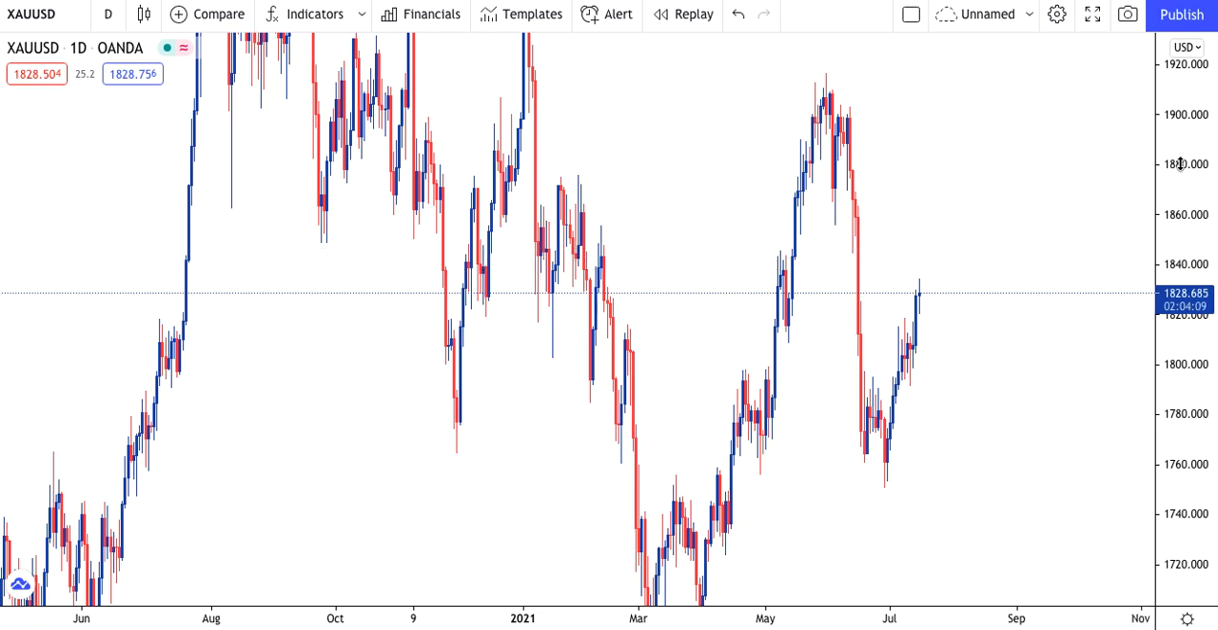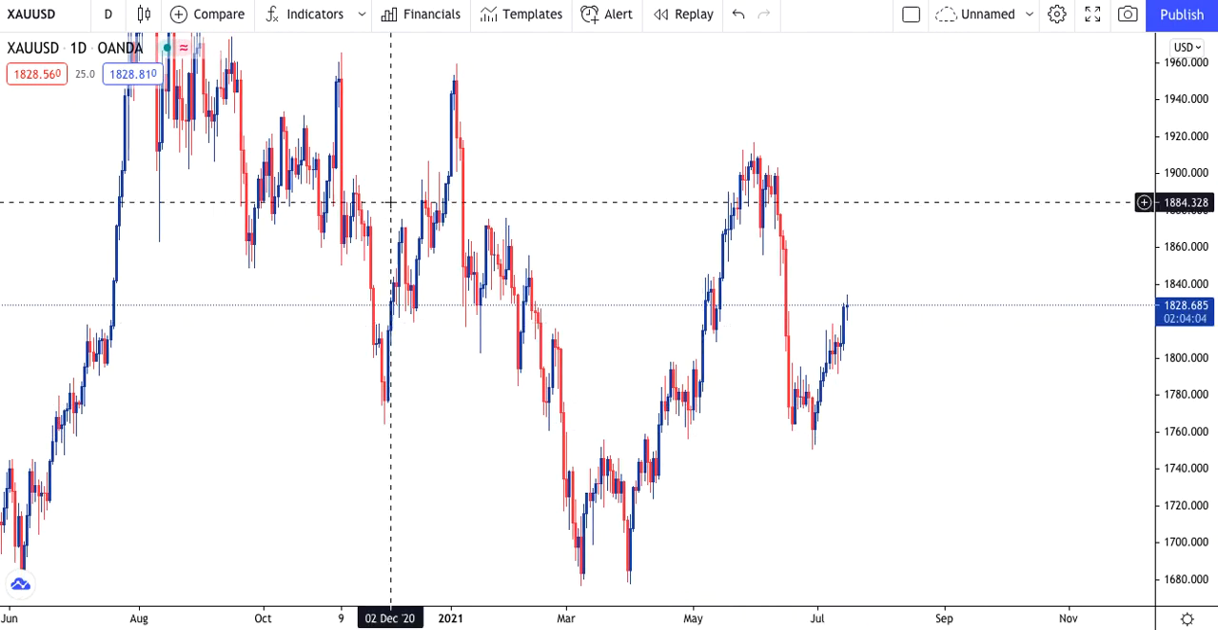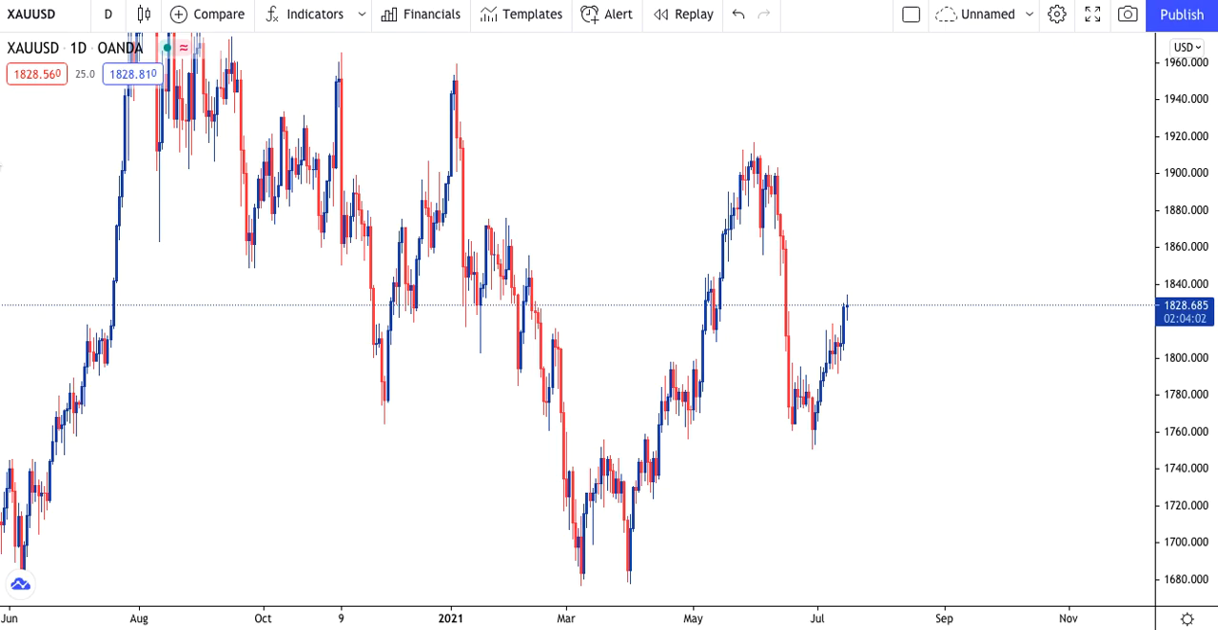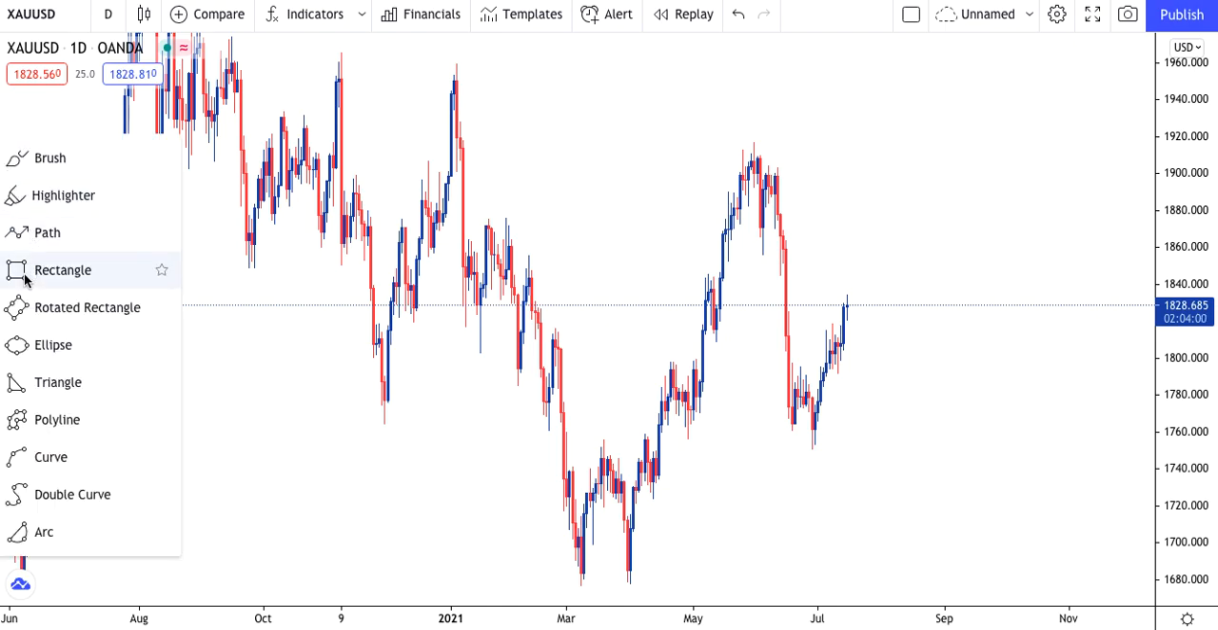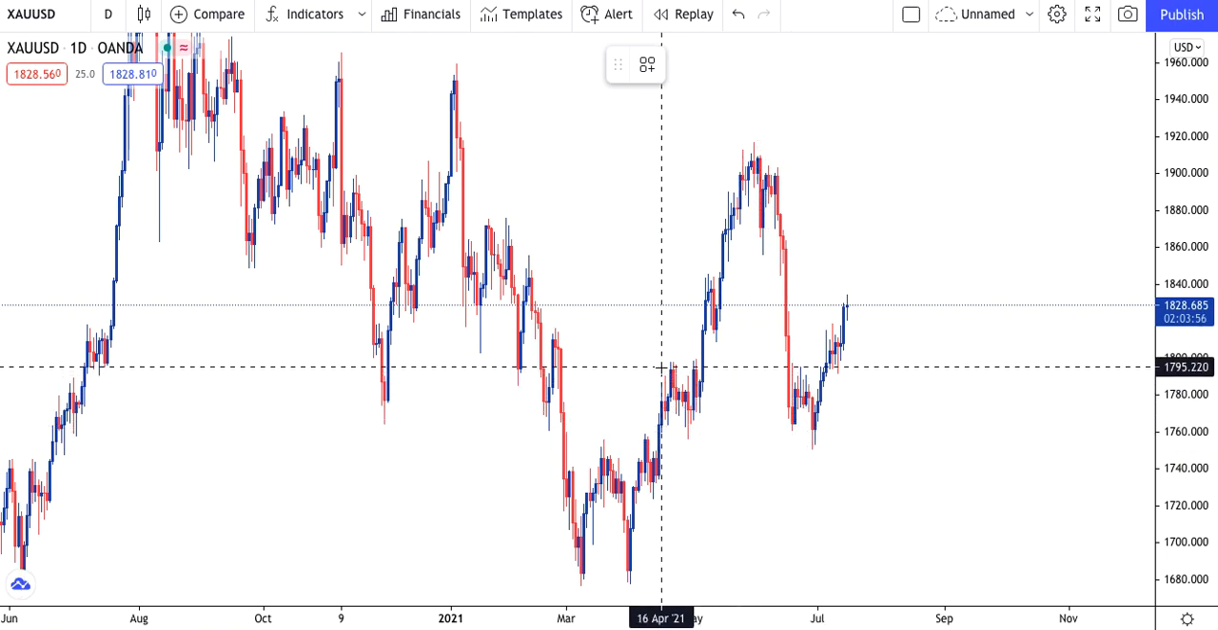So right now we are looking at gold on a daily time frame, and the first thing I like to do is draw my key levels. The key levels can be the support and resistance or the supply and demand area. These are key levels where price always reacts from. Maybe not always, but sometimes price usually reacts in this area to determine the next market movement.